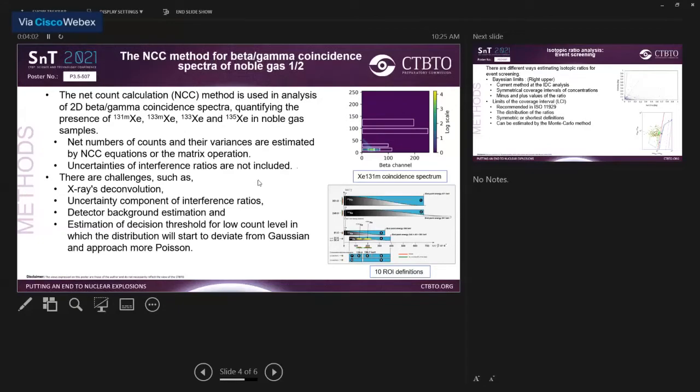Now we are in the implementation phase of the analysis methods related to the next generation systems.